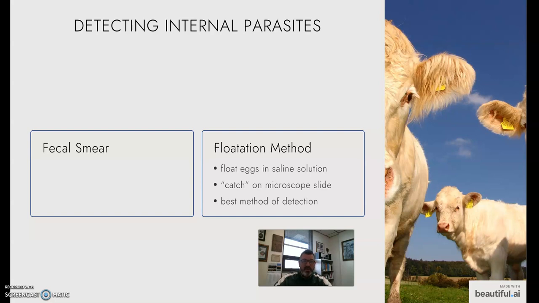or pieces of larvae. And that works okay. But the flotation method is much more common and actually much more effective. And so again, you take a stool sample and you float it. You actually irrigate it with saline solution, and the eggs, as you irrigate it, will float to the top.